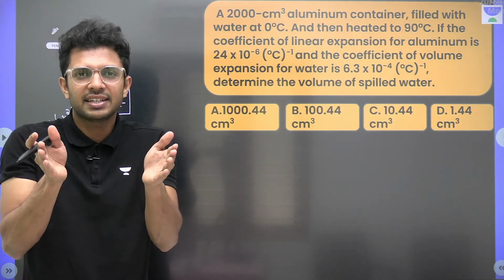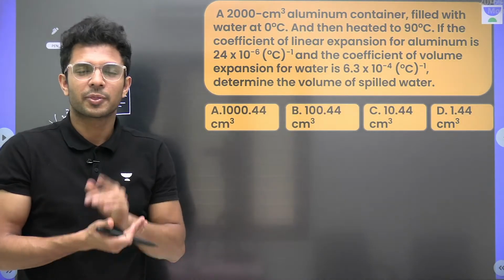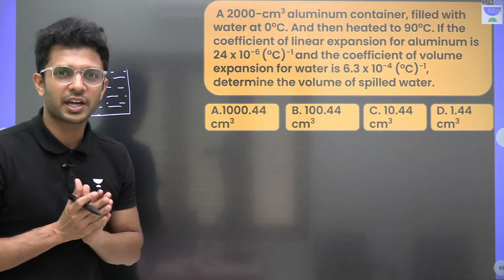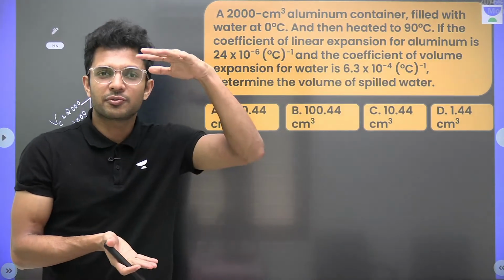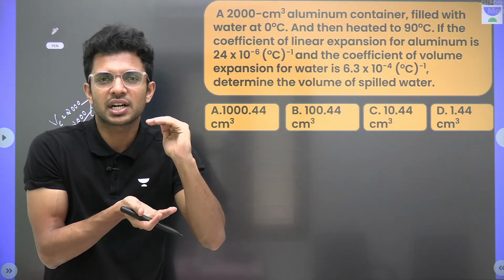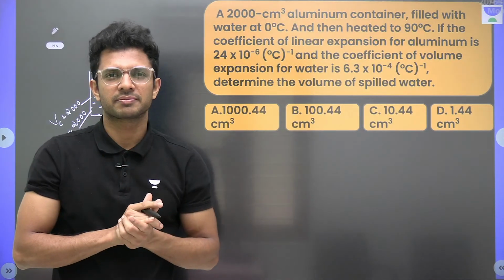Because at 90 degrees Celsius the container is small and the volume of water is bigger, it will flow out. So the question is, how much volume of water is flowing out? How can we find out? From the final volume of water, subtract the volume of the container. Then you will get the volume of water that is overflowing.